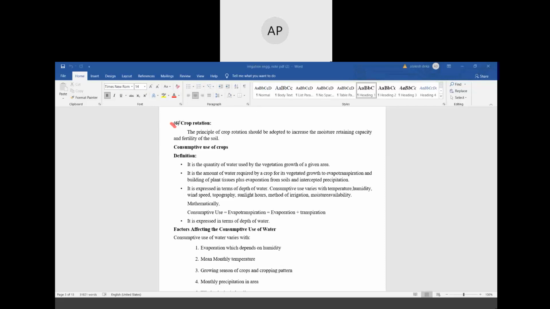Crop rotation. The principle of crop rotation should be adopted to increase the moisture retaining capacity and fertility of the soil. Okay.